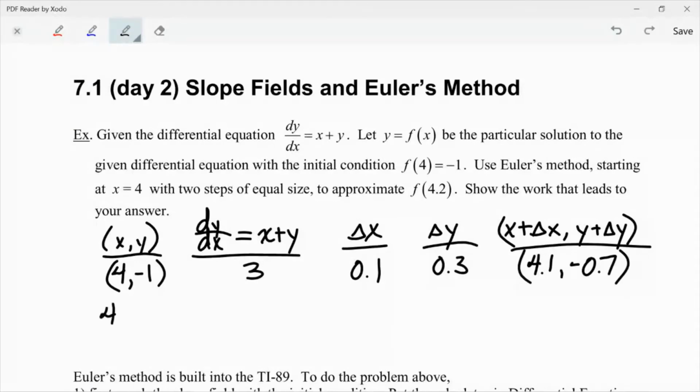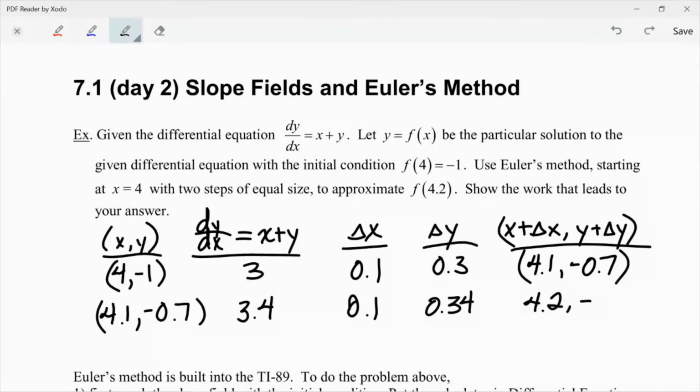So now for the second line segment, I'm going to start at that ending point, (4.1, -0.7). I'm going to find the slope, still x plus y. How far do I move in the x direction? That's always the same, 0.1 unit. How far do I move in the y direction? Well, I have a slope this time of 3.4. The easy way to calculate this is just multiply your delta x times your slope. Our change in y would be 0.34. And now at the end of that line segment, I'm at x is 4.2 and y is -0.36. So what I'm saying at the end is that f of 4.2 is approximately -0.36.